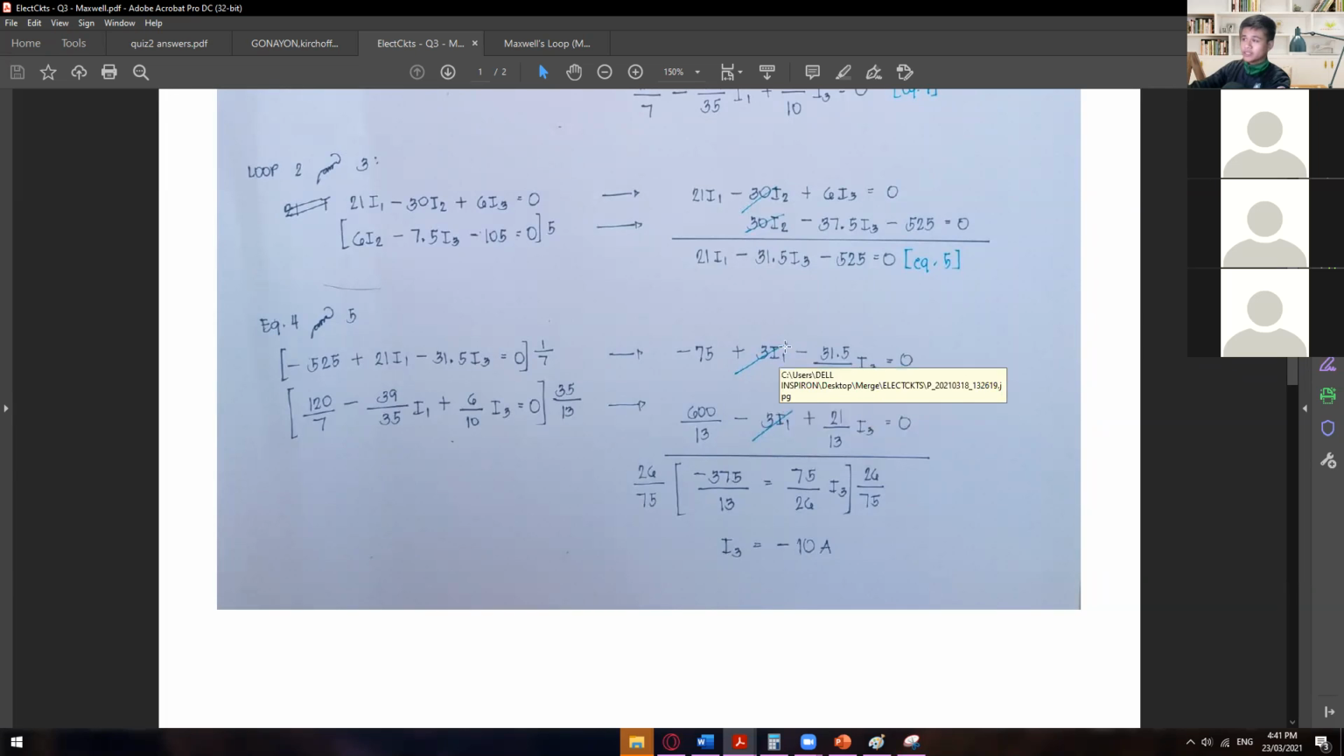But if you can still proceed and find a common ground wherein you can eliminate one of the variables, say I1 or I3, then better, wherein Miss Michael came up with this kind of solution. So very good, Miss Michael. Just eliminating I1 will give you this kind of equation. So multiply both sides by 26 divided by 75. And by transferring this one, 26 times negative 375, and 75 times 13, it will give you negative 10 amps.